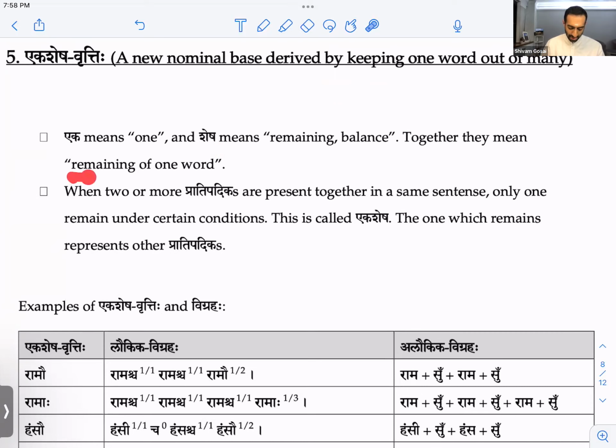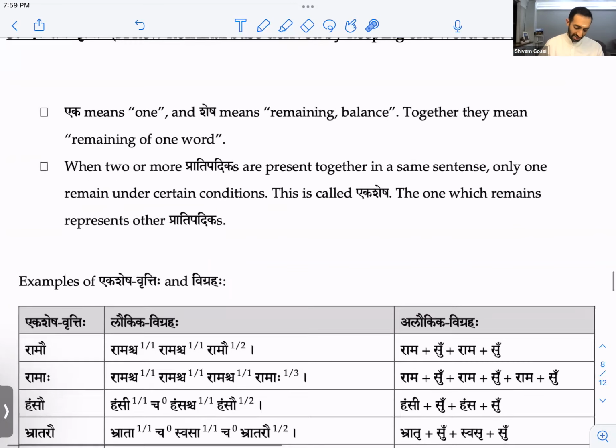Ekaśeṣa together means the remaining or balance of one word. Remaining of one word. So when two or more pratipadikas are present together in the same sentence, only one remains. There's only one remaining. So a better translation is the remaining one. Ekaśeṣa is remaining one. This is called Ekaśeṣa, the one which remains. And this one which remains represents all the other pratipadikas.